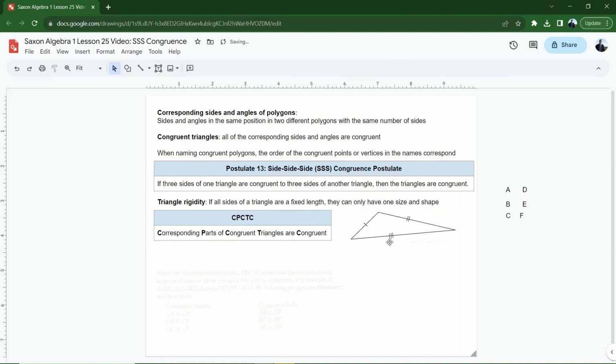Here I have a triangle. Notice that this is a scalene triangle. All three side lengths are different. And I know nothing about the angles here, but I know that all three angles are going to be different. They have to be because all three side lengths are different.